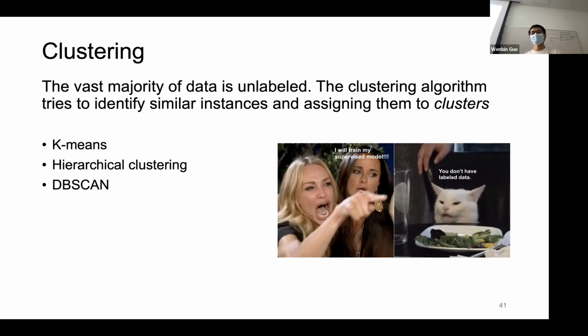We want to tell, okay, some samples are more likely from one population, and some samples are more likely from another cluster. So this is the so-called clustering, what clustering is doing. Some useful algorithms in clustering are k-means, hierarchical clustering, and DBSCAN. I will talk about them one by one.